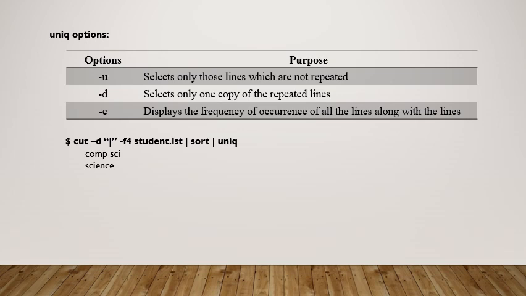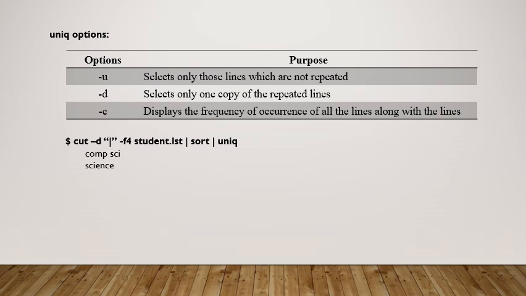Now what is the purpose of the -d option? As you know, it selects only one copy of the repeated lines. That means computer science and science were the repeated lines in the student.list file. So -d fetches only one copy of each repeated record and writes it to the standard output. This is how you can use some of the options with the uniq command.